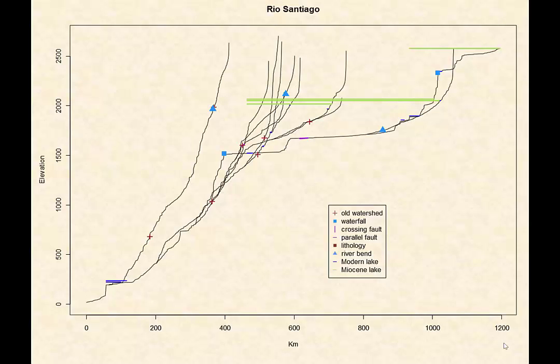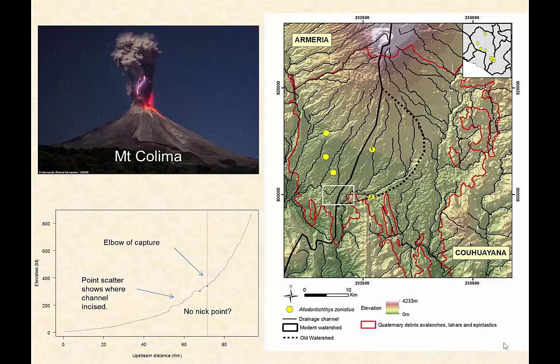I'm not going to go into the details of it, but that's how I'm looking for these nick points, and whether these geomorphological features in the geography match onto changes in slope in the long profiles of the rivers. Here's a specific example, back to good old Mount Colima.